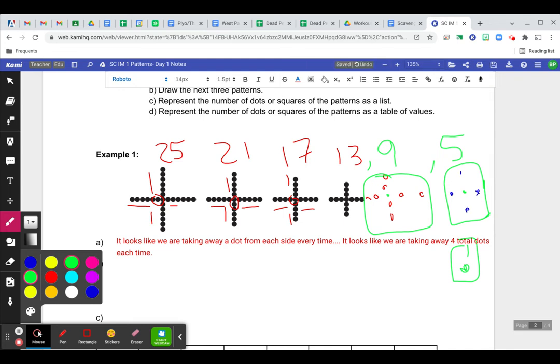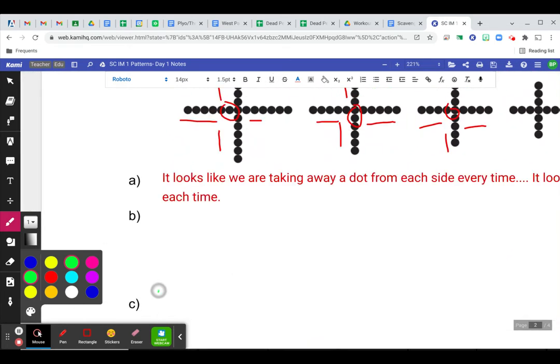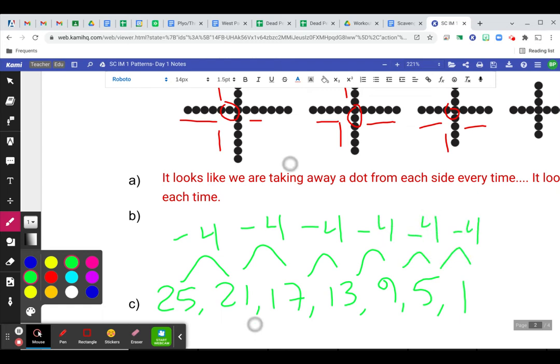Now for C, it says represent the number of dots or squares of the patterns as a list. Well, actually, we already did that. It's 25, 21, 17, 13, 9, 5, and 1. So the list is just going to be the list of numbers. And it appears that each time, you may notice this once you actually have this listed out. You may have already noticed it with the pictures, but what's happening here is it looks like we are subtracting 4 each time. Okay, this is what's called a common difference. So we are subtracting 4 every time, and then we get down to that final value of 1.